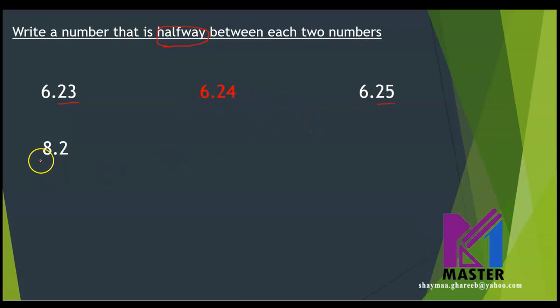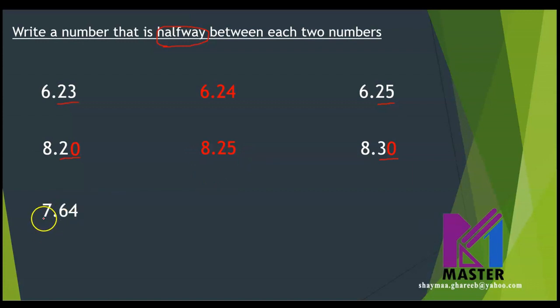So clear. 8.2 and 8.3. What did we say? I can add 0 to both numbers. Then I have 8 and 20 hundredths, 8 and 30 hundredths. So what is the number that is exactly in the middle between 20 and 30? Which is 25. So 25 is exactly in the middle, so it will be 8 and 25 hundredths.